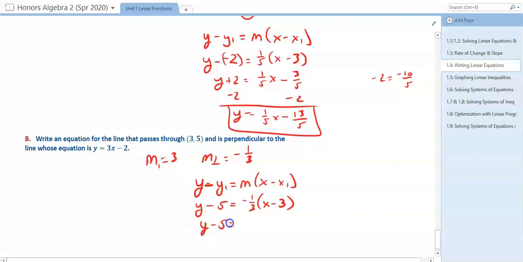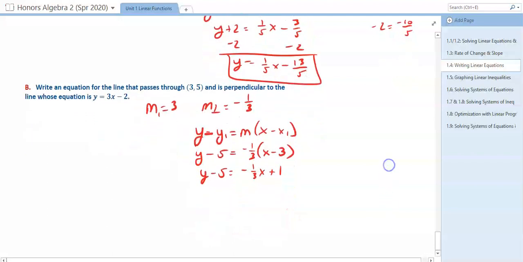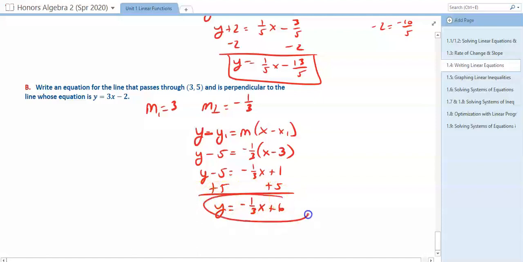So y minus 5 is equal to -1/3 x plus 1 as we distribute the -1/3. We add the 5 to both sides since we don't have a fraction this time. y is equal to -1/3 x plus 6. This one didn't ask for slope-intercept form, so I could have stopped here for point slope, or we work all the way down to slope-intercept form.